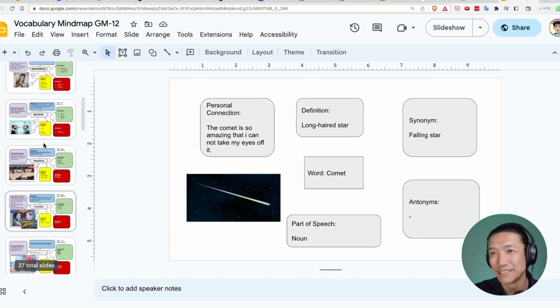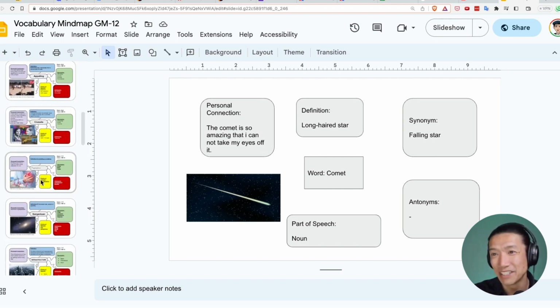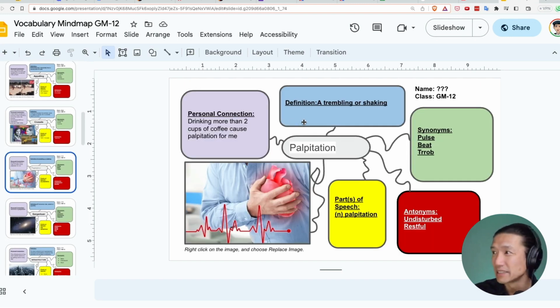But it's there for a reason. So let's look at some of those words that you guys added. And I love this. Why do I love this? Because it makes a stronger connection with the word. Okay. So when you think about this word, palpitation, okay, it's a medicine word. That's what we're talking about today.